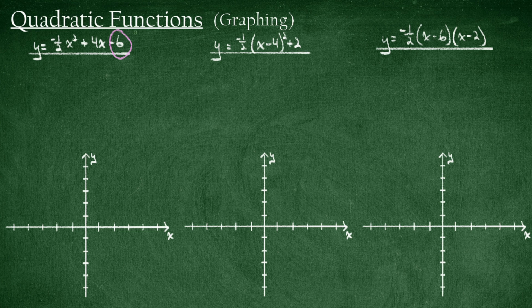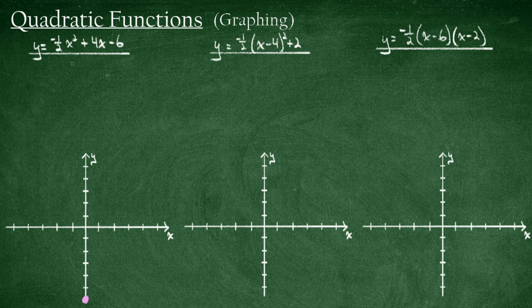So the first thing I'm going to do is the y-intercept here. If I plug in 0 for x, then I just get negative 6. So the y-intercept is negative 6, and we're just going to plot that down here. It's kind of off the graph, but let's put it there because it does tell us something about it, right? Okay, let's move on here.